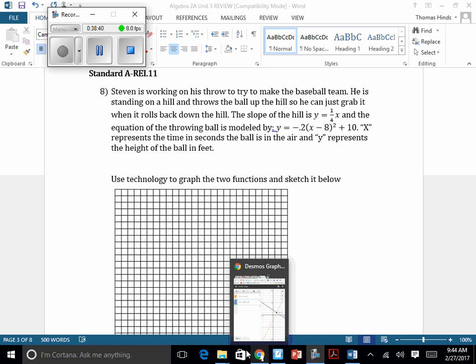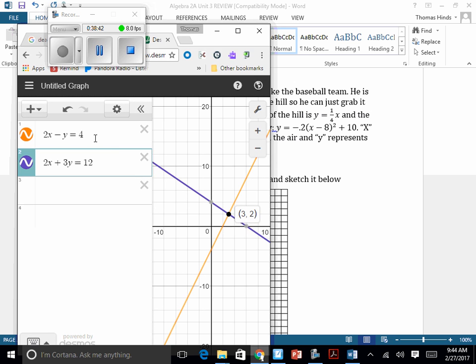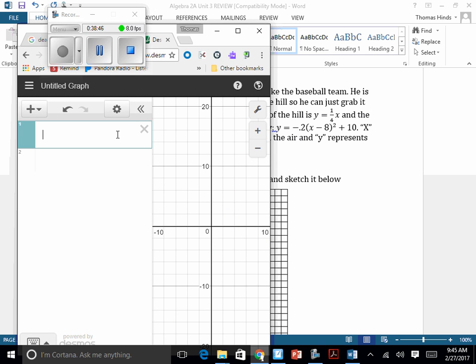8 and 9 I expect everyone to get. It's just doing what we've done before with the equation. 10 might be a little trickier. Get from under that fraction. If anyone had any trouble, you push the right arrow to get from under there.